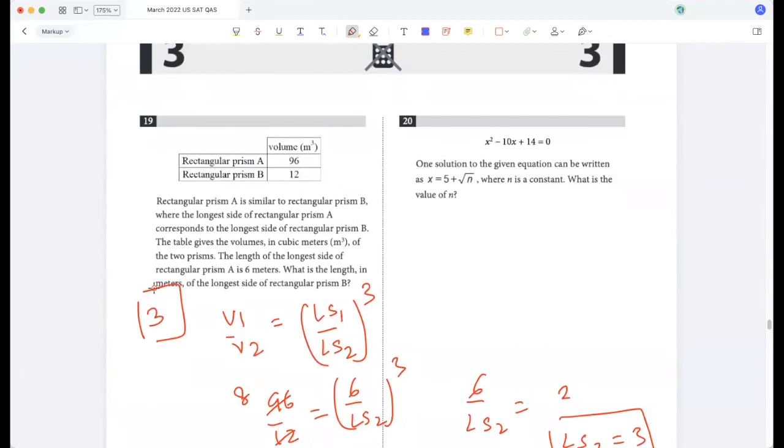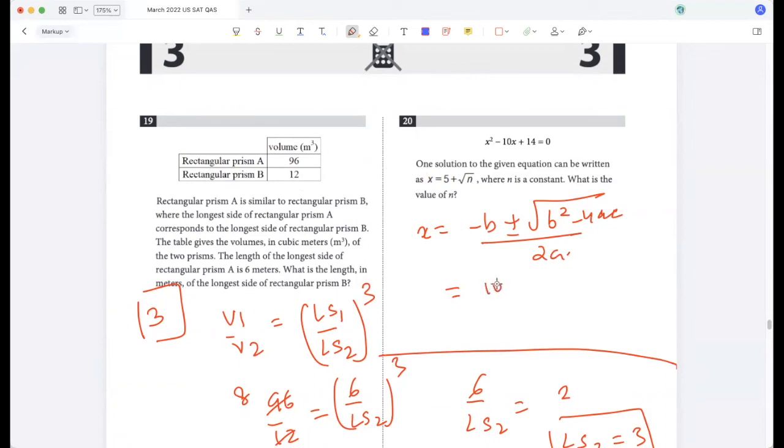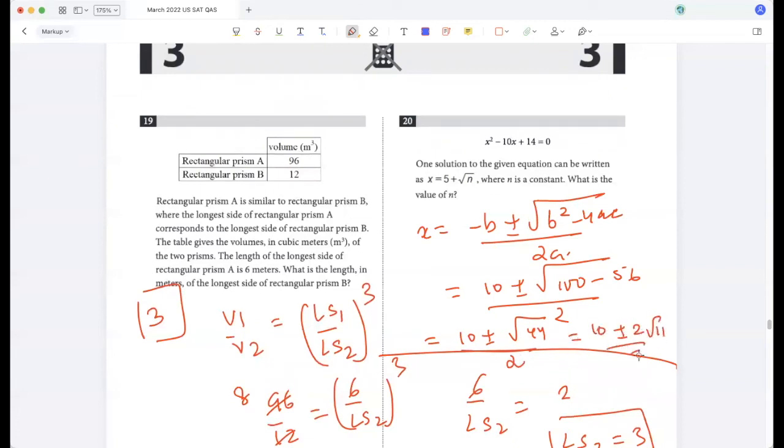One solution of the given equation is this. What is the value of n? Okay, so we'll use the quadratic formula, minus b plus minus square root of b squared minus 4ac by 2a. So that becomes 10 plus minus square root of 100 minus 56, by 2. So 10 plus minus square root of 44 by 2. So that's 10 plus minus 2 root 11 by 2, because 44 is 4 into 11. So that's 5 plus minus root 11. So n will be 11.